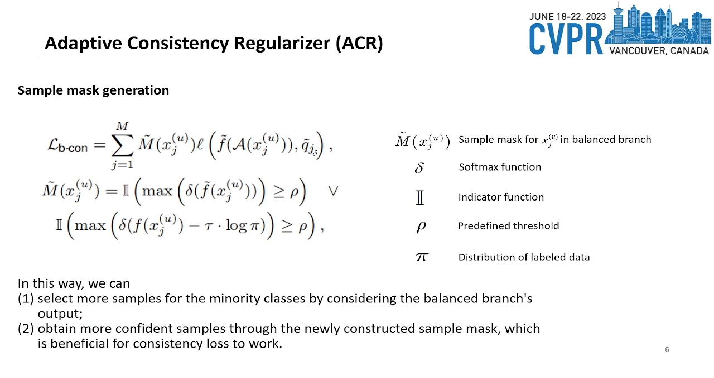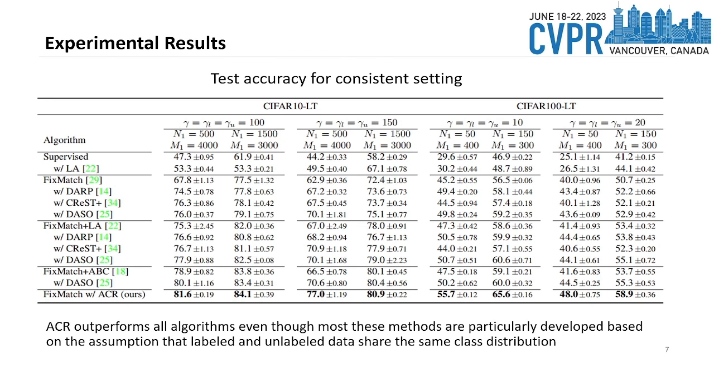In addition, we select unlabeled data samples with high predictive confidence and introduce another complementary term to further enhance the quality of pseudo-labels. In this way, we can select more samples for the minority classes by considering the balanced branch's output, and obtain more confident samples through the newly constructed sample mask, which is beneficial for the consistency loss to work. We demonstrate the effect of this new sample mask selection principle in our ablation studies. Here we show some results displayed in our paper.